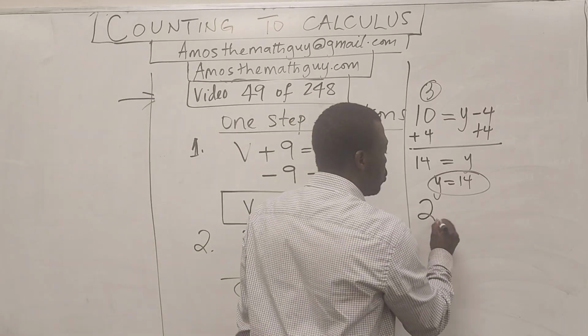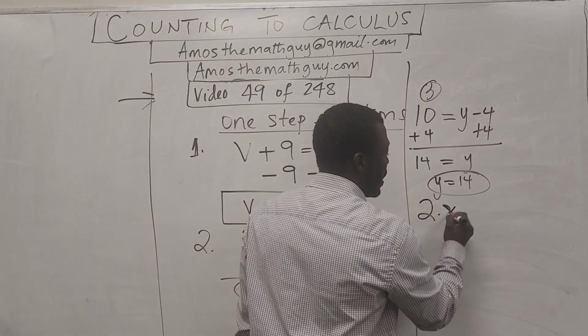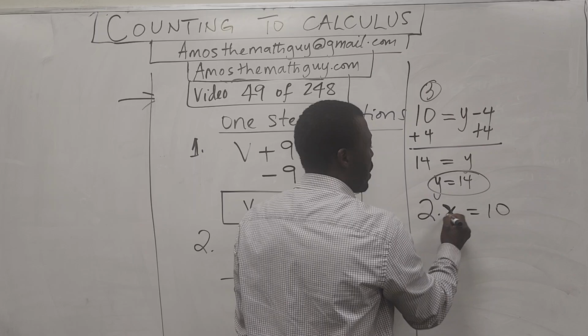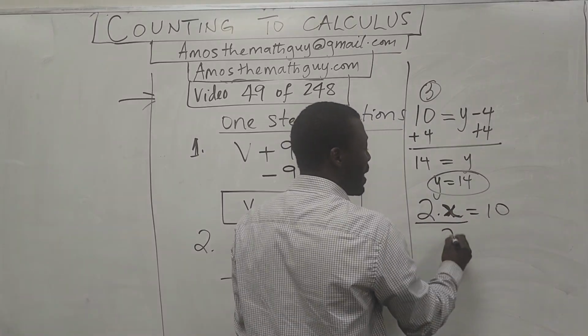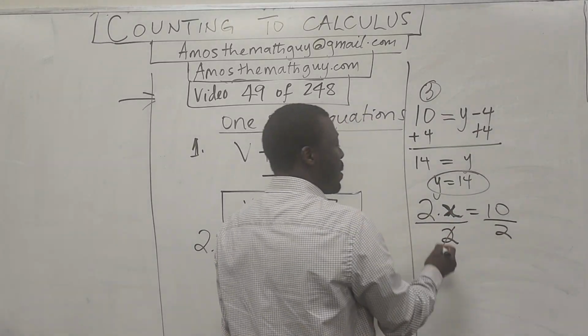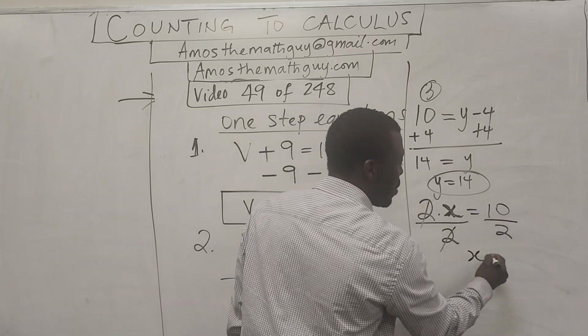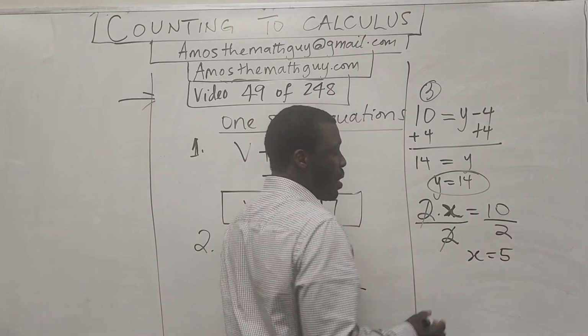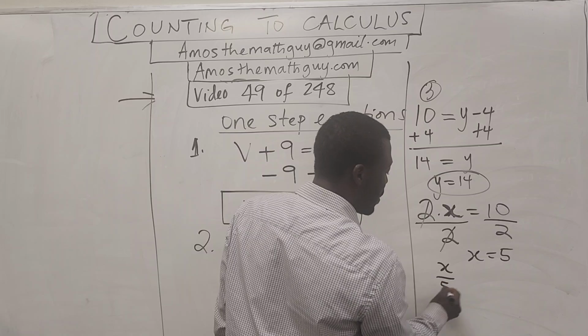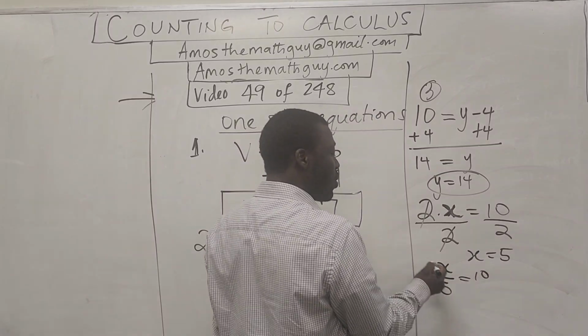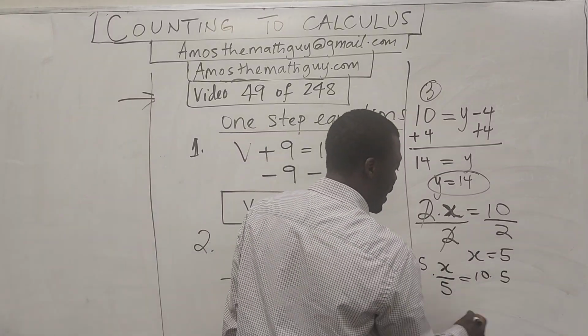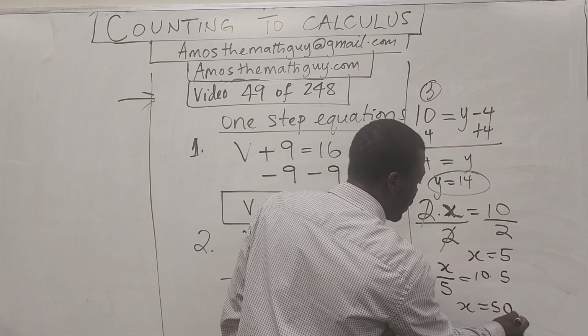What about if I have 2x is equal to 10? Well, if it's 2x is equal to 10, then I divide both sides by 2 because I'm trying to get rid of the 2 on this side, but I have to do the same thing on the other side. So then x is equal to 5. What if I have x over 5 is equal to 10? Well, I multiply both sides by 5, and I get x is equal to 50.